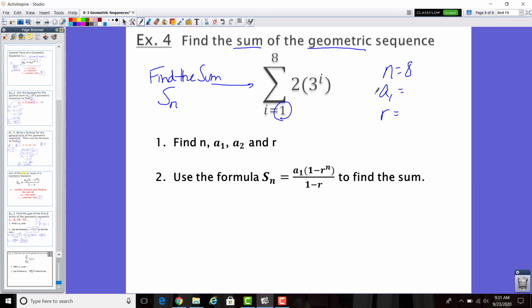A sub 1, this is my general term formula, so I can plug in 1 in there. 3 to the first power is 3. 3 times 2 gives me a first term of 6. Now, in the formula, I need an R. R is A sub 2 divided by A sub 1. Well, I have A sub 1 as 6. Although A sub 2 will not go into my formula, I do have to calculate it so I can find my R. So 2 times 3 squared, that's going to give me 2 times 9, which means my second term is 18. So my R value is 18 divided by 6, which equals 3.